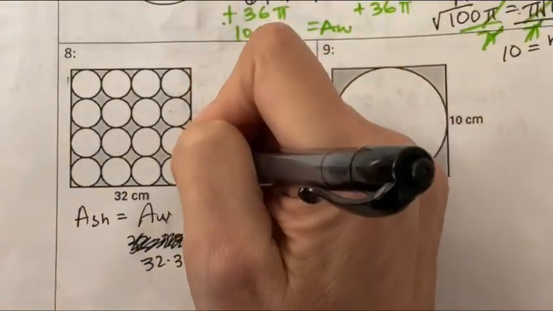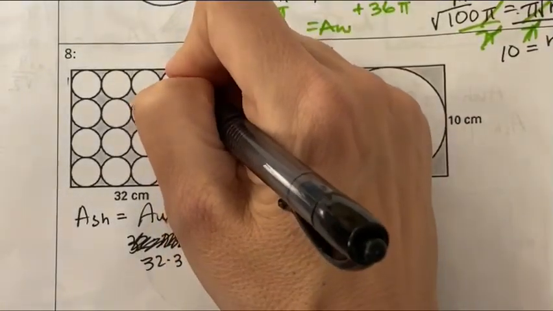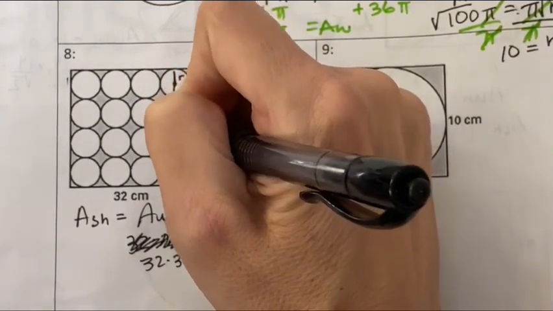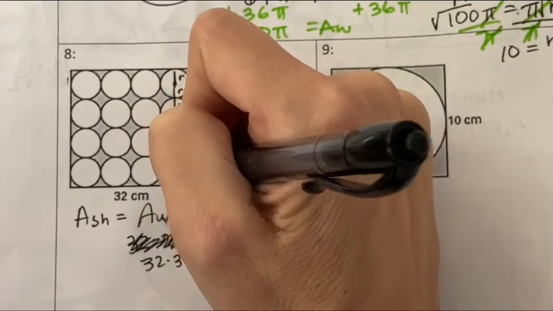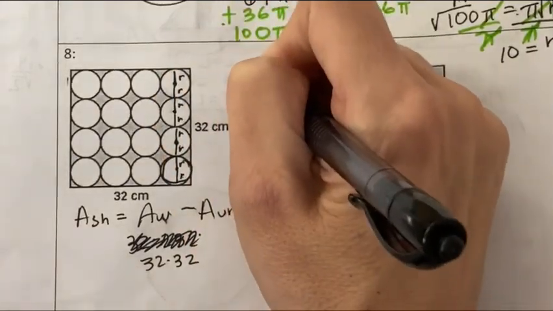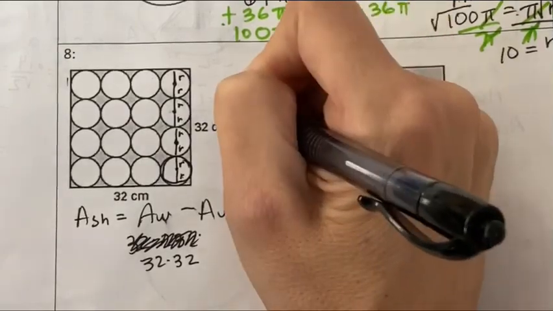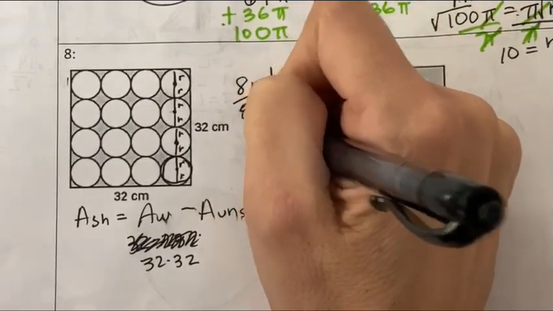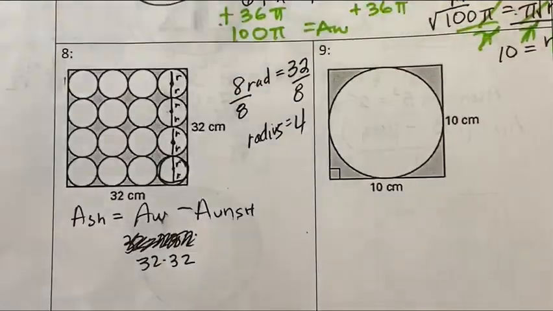Now, what's the area of the circle? Ooh, this is going to take a little thinking. This is the radius, and that's another radius, and another radius, and so on. So 1, 2, 3, 4, 5, 6, 7, 8. 8 radiuses span the length of 32. So doing a little algebra, we divide by 8 on both sides, and one radius has to be 4.